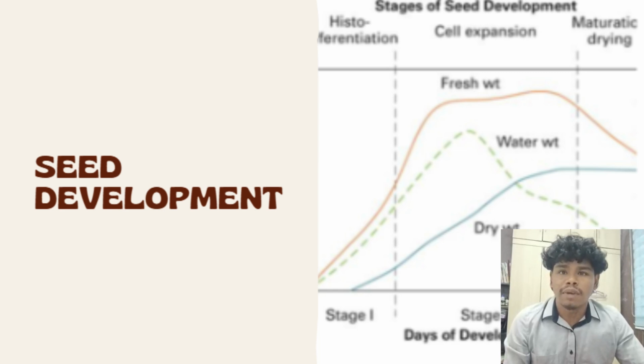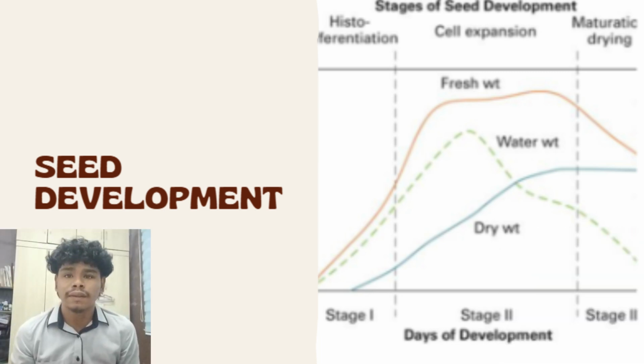And for stage 3, the maturation drying, we can see that the water weight decreases sharply. The fresh weight drops too, and finally, the dry weight remains steady or increases slightly as the final reserves accumulate. To summarize everything, the fresh weight rises in stages 1 and 2, then drops in stage 3. The water weight peaks earlier and then drops the fastest during maturation. And finally, the dry weight steadily increases as the seed fills with nutrients.